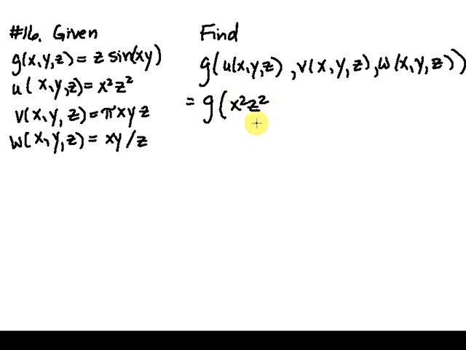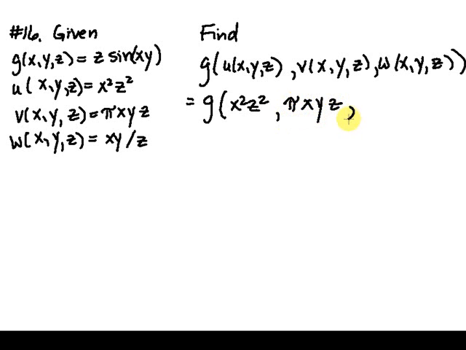Alright, so our first component of g is just going to be the function u, which is x squared z squared. So I've written it here. Our next component of g, our coordinate I guess I should say, since we're not talking about vector valued functions, our next coordinate, v of xyz, is pi xyz. So we're going to take this pi xyz here, and we're going to put it in for the second coordinate. So here's pi xyz in the second coordinate.